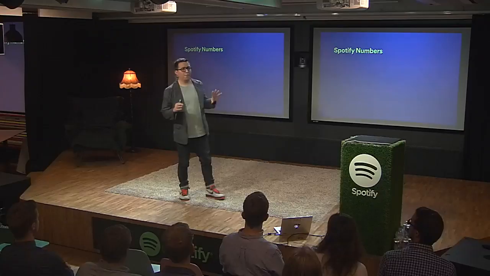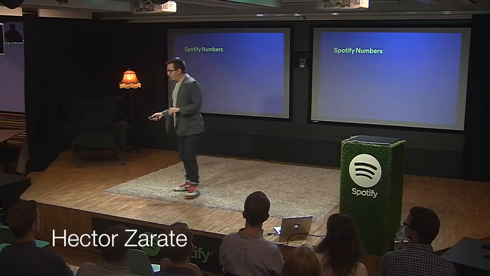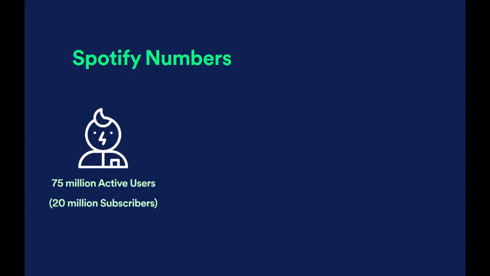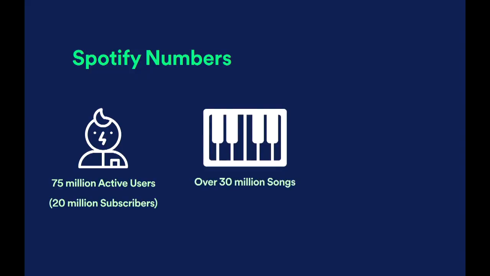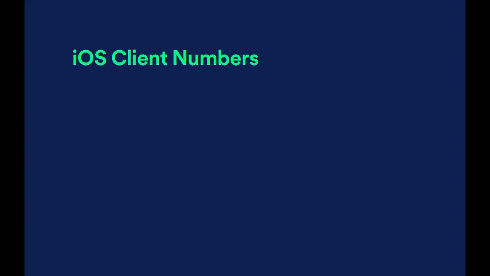I'm going to give you an overview of the topics that we're going to speak about tonight. And I'm going to start with an overview of some Spotify numbers. So we currently have 75 million active users, 20 million subscribers. We have a catalog of 30 million songs, and we're available through 58 markets around the world.